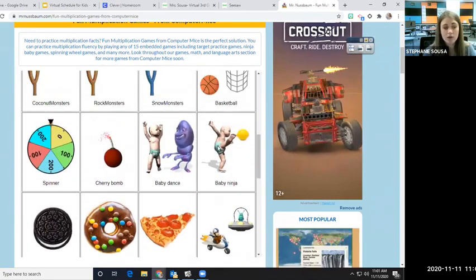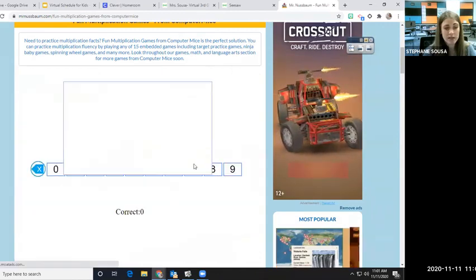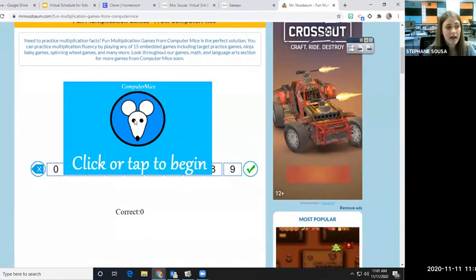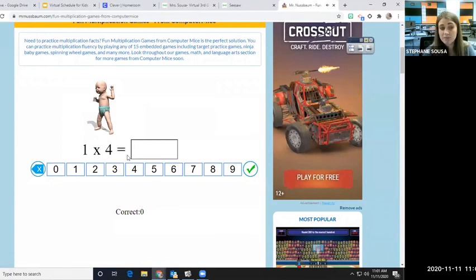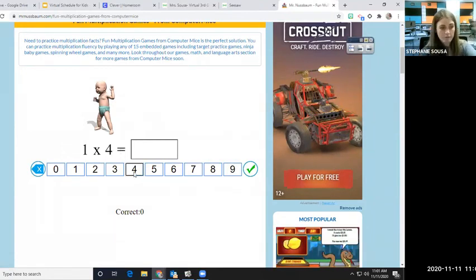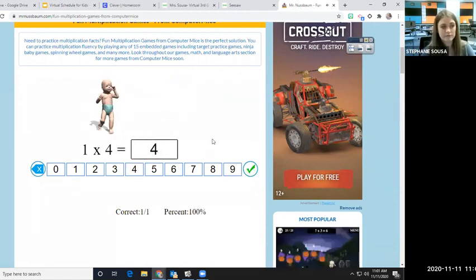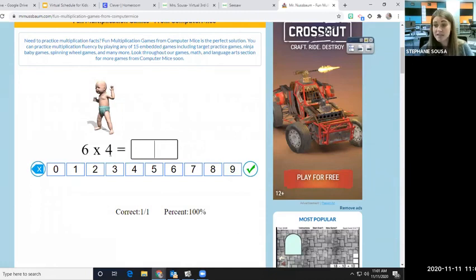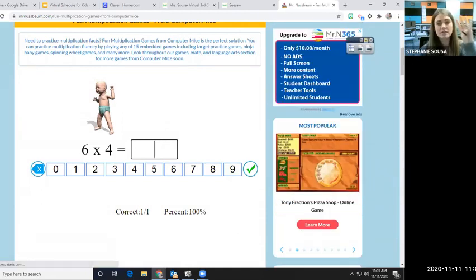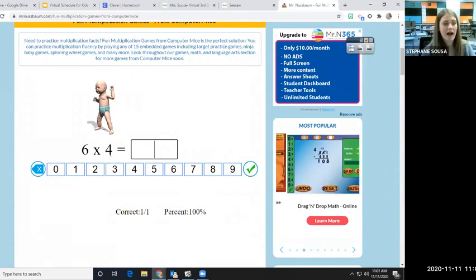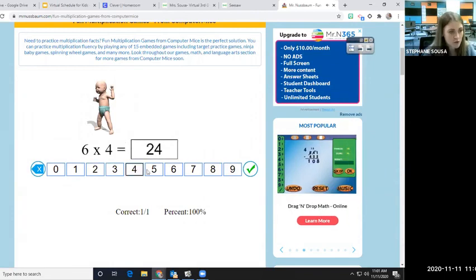And because I know you will laugh at this, we're going to do Baby Ninja. And I'm going to enter the secret code to see flying fruit. Times 4. 1 times 4, 4. 6 times 4. I've got to sing that 4 song 6 times. 4, 8, 12, 16, 20, 24. 24.